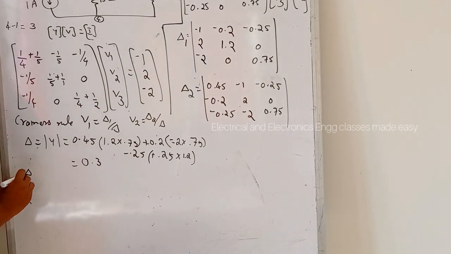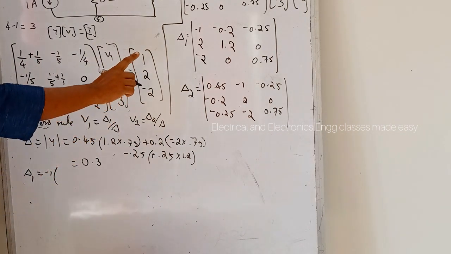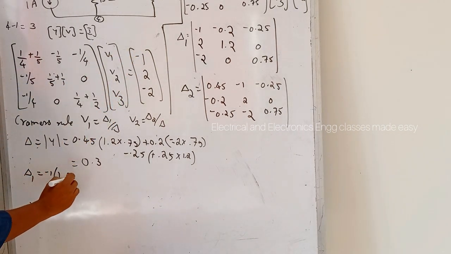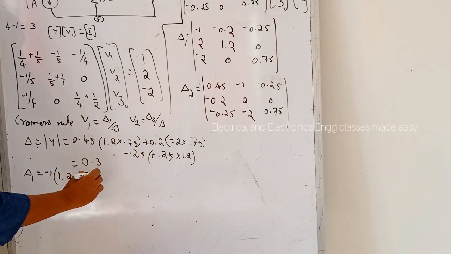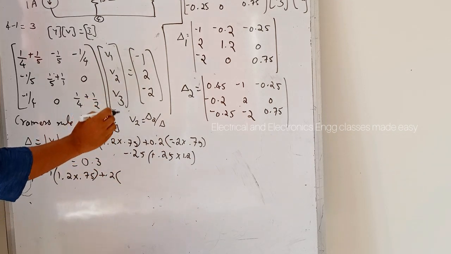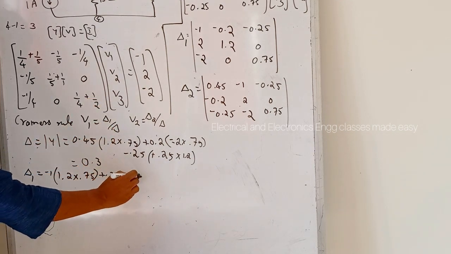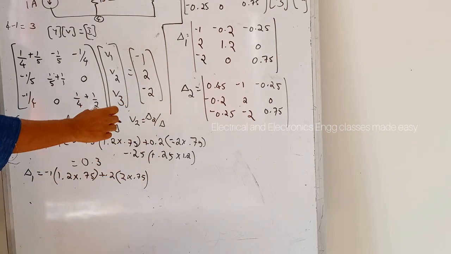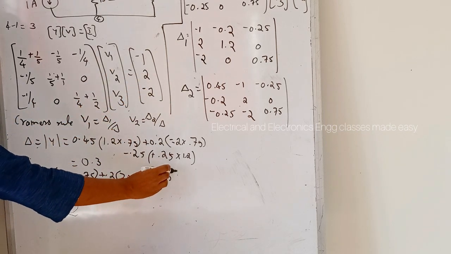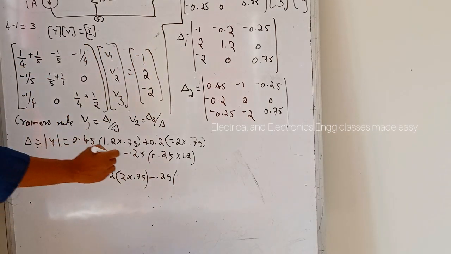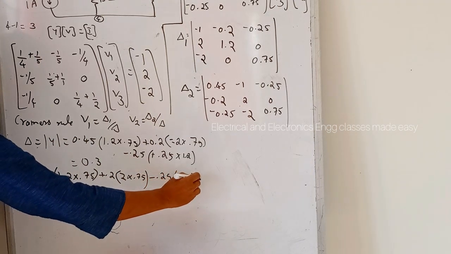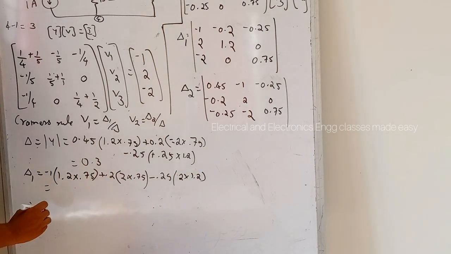Similarly, delta 1 is equal to determinant of this one, that is minus 1 into 1.2 into 0.75 minus 0, then plus 0.2 into 2 into 0.75 minus 0, then minus 0.25 into 0 plus 2 into 1.2, and after computing we will get minus 1.2.